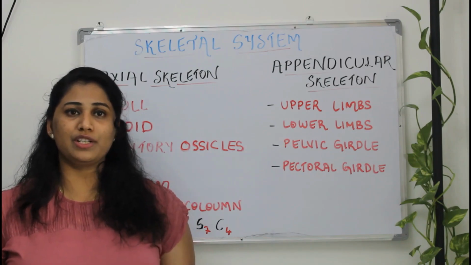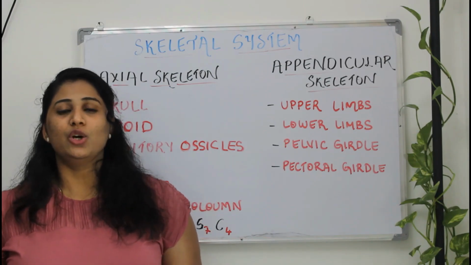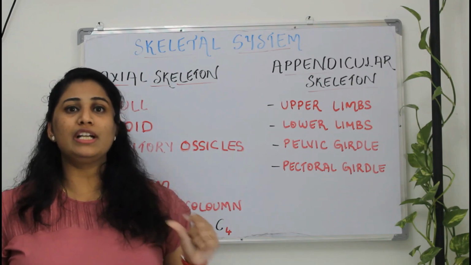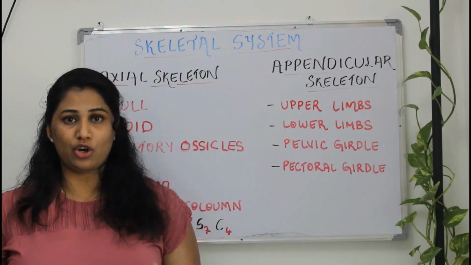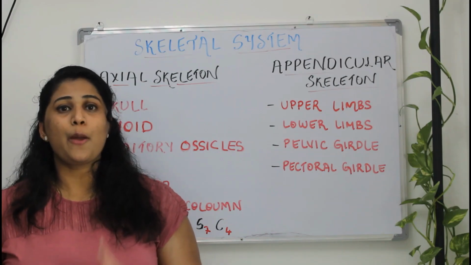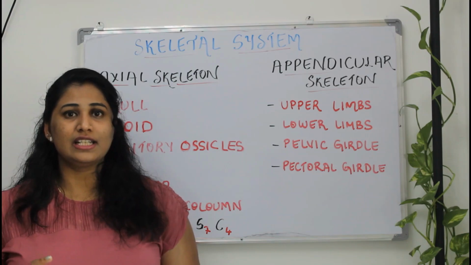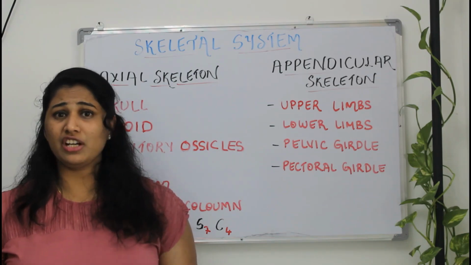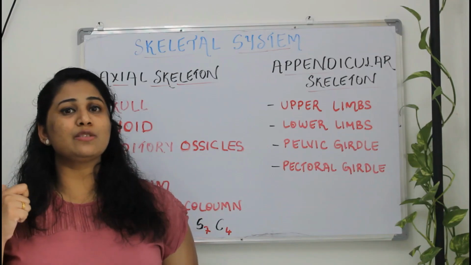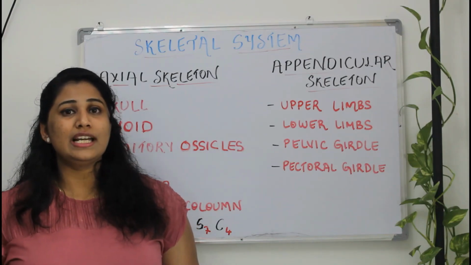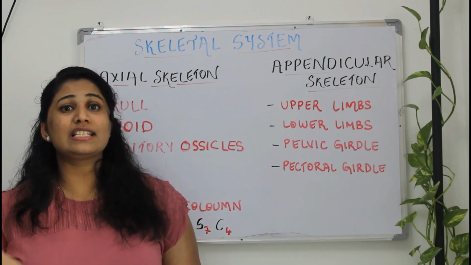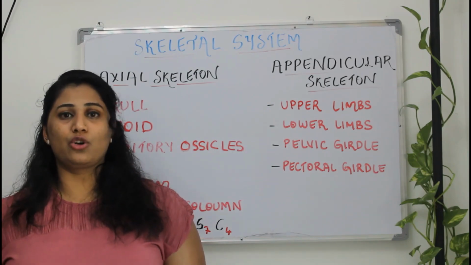Now I'll tell you which ones are true ribs, which are false ribs and which are floating ribs. As I said, there are 12 pairs of ribs. Ribs 1 to 7 are known as the true ribs because their cartilage is directly attached to the sternum, or breastbone. That is why they are called true ribs. Ribs 8, 9 and 10 are attached to the 7th rib, not to the sternum. That's why these ribs are called false ribs.